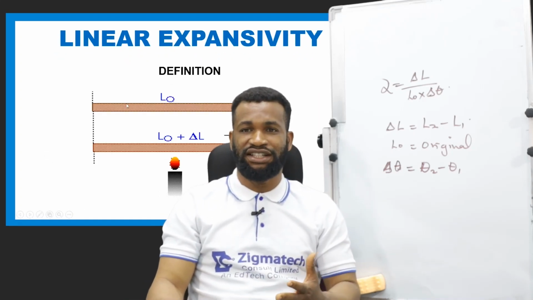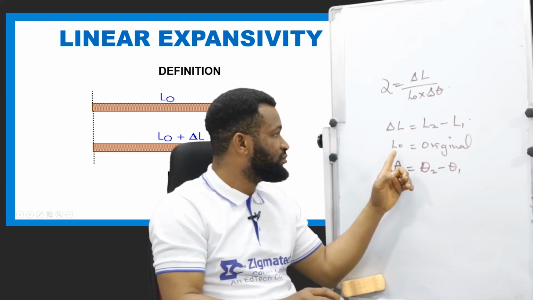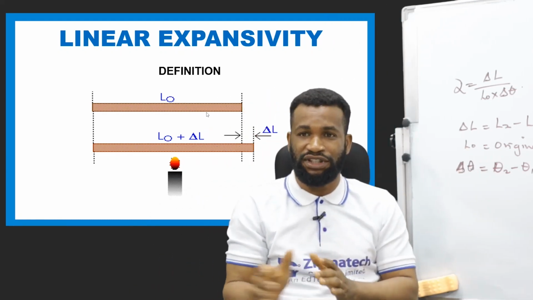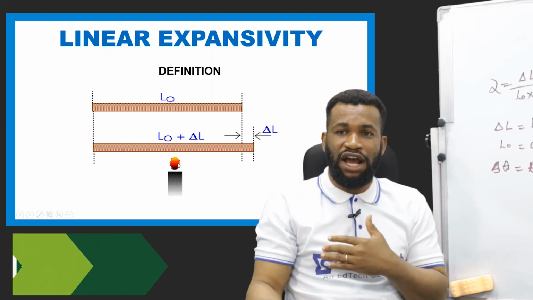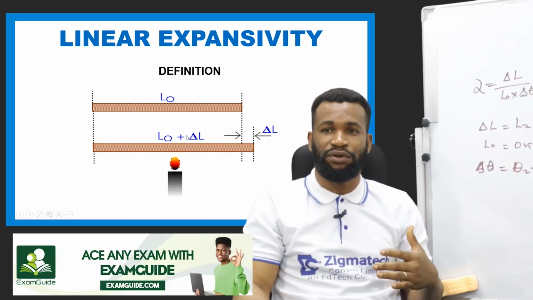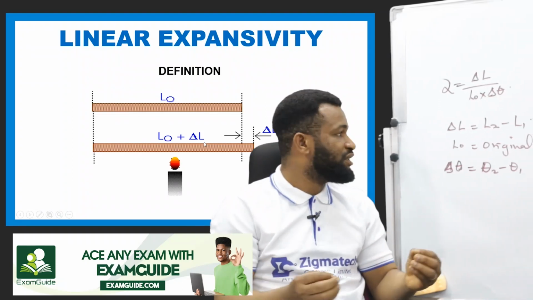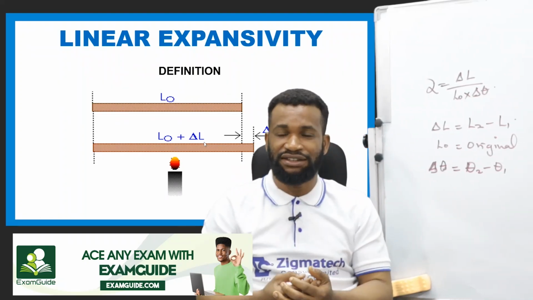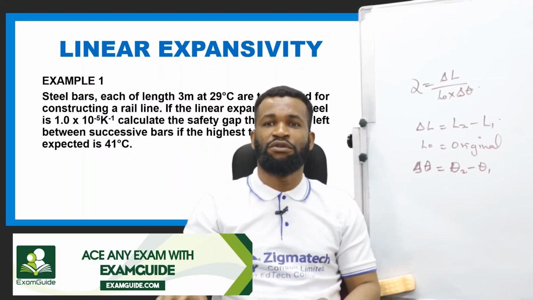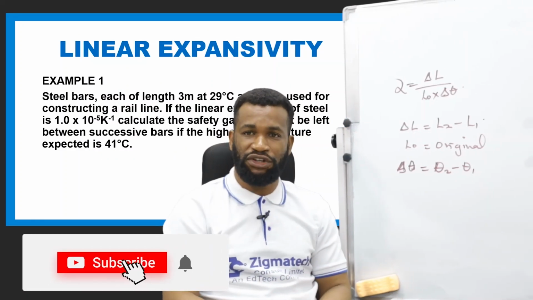Now the same thing we said there, this is the original length, which is L0. That is the original length before the heat was applied. Then when the heat is applied, we now have L0 plus this change in length. That means that little increment when the heat is applied. Now we have a very first question here.